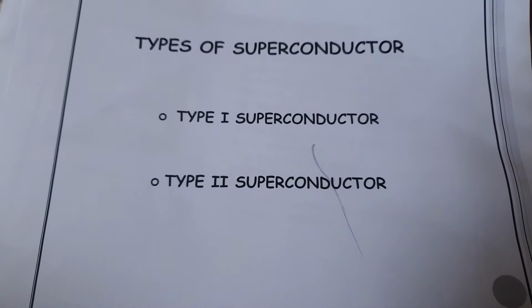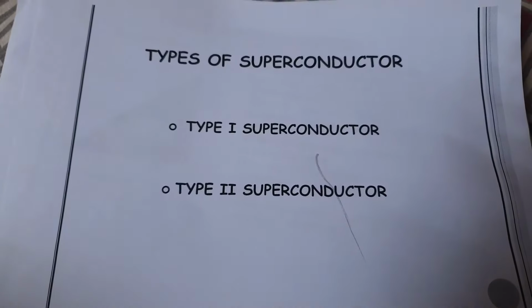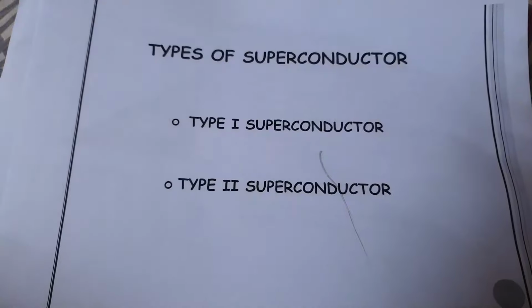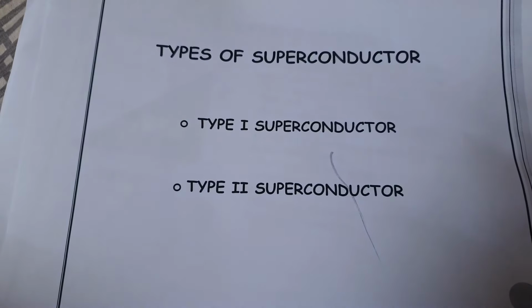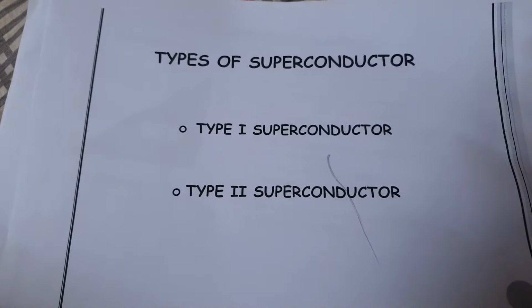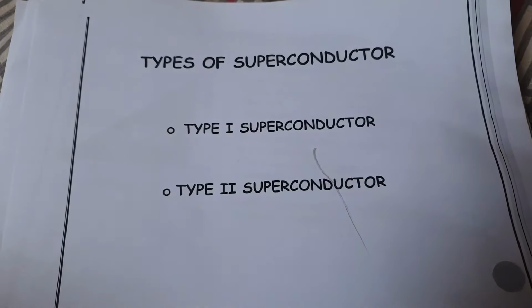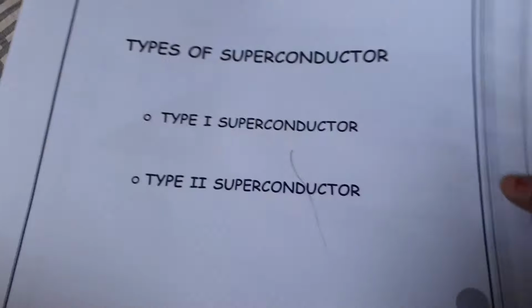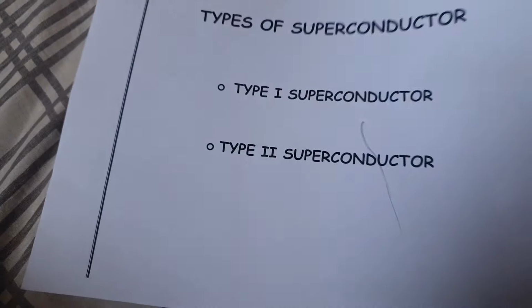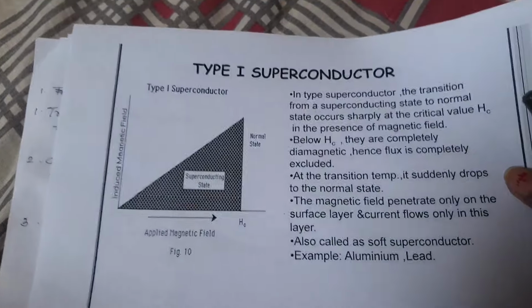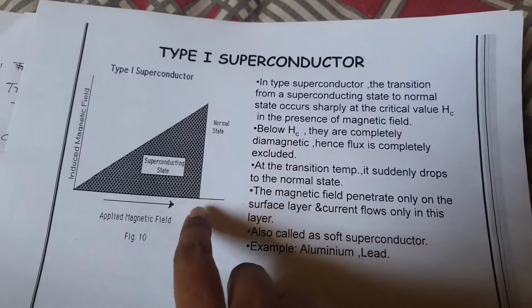Last video we discussed what is superconductor, what is superconductivity, and properties of superconductor. Now today we are going to discuss types of superconductors. There are two types of superconductor: type 1 superconductor and type 2 superconductor. First we'll see type 1 superconductor. So here this is type 1 superconductor.